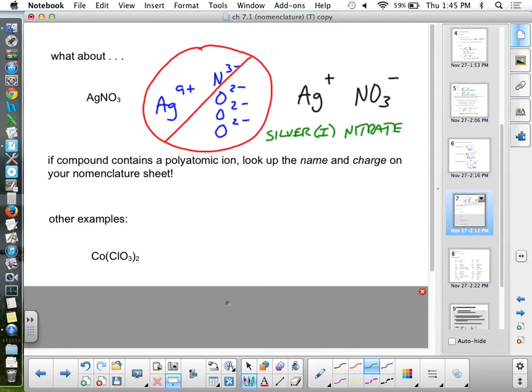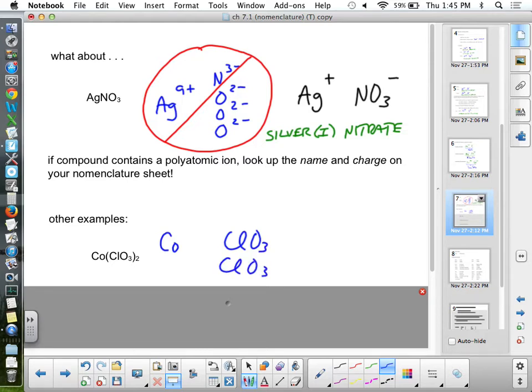Let's do some more examples. Co(ClO3)2. Now I think that might be the first time that you've seen parentheses in a formula. Parentheses are used to surround a polyatomic ion when there is more than one ion per formula unit. So what this means is that I have one cobalt cation and two ClO3 anions.